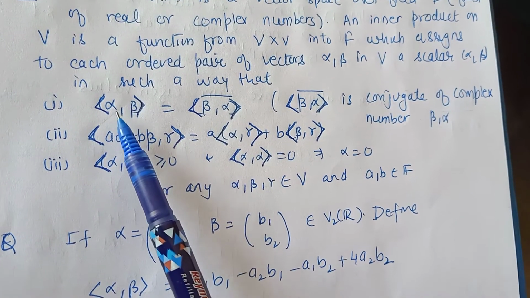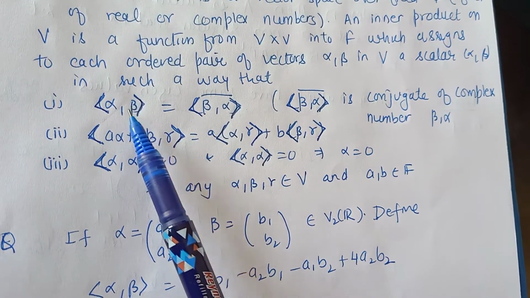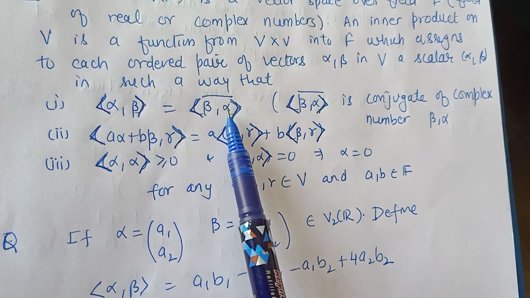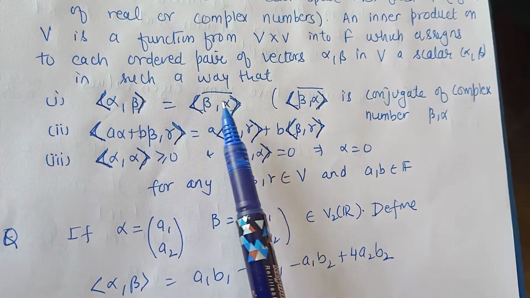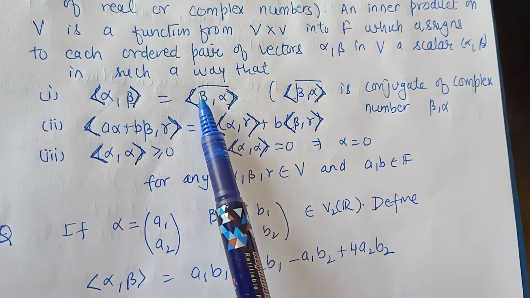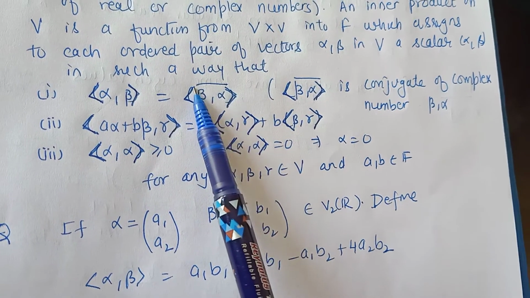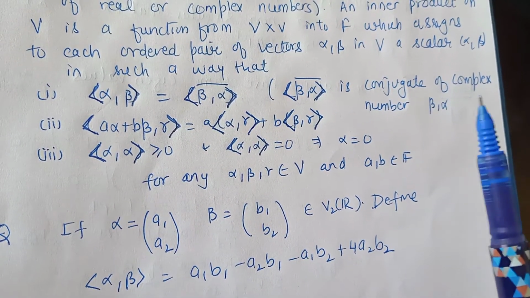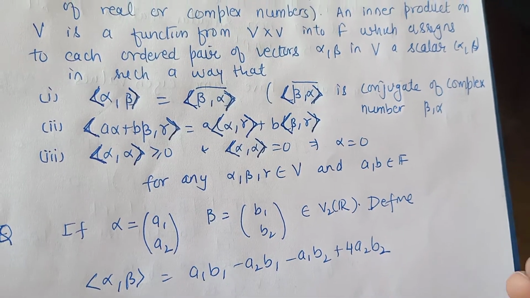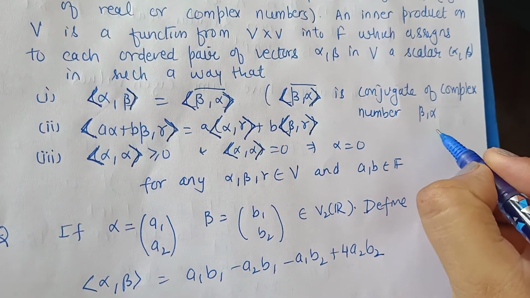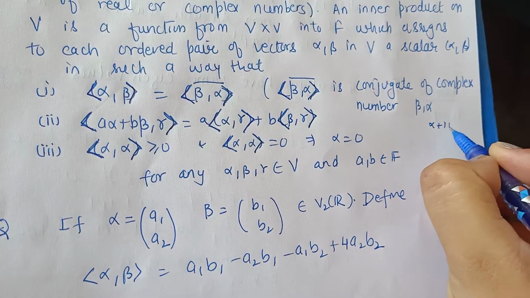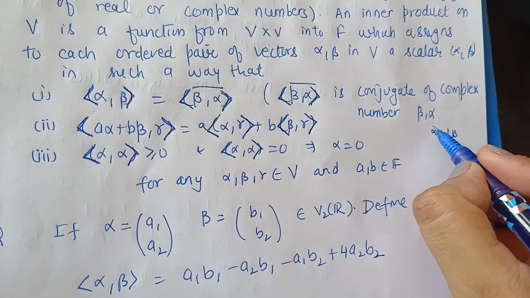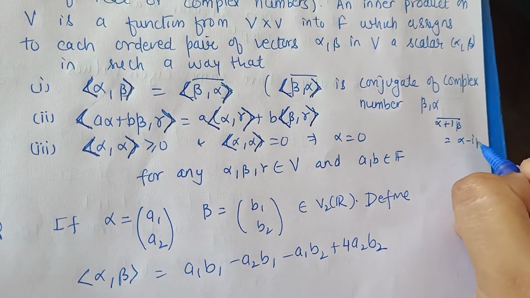That is, the inner product of alpha and beta should be equal to the conjugate of the inner product of beta and alpha. Here this sign represents complex conjugate. How do you find the complex conjugate of a complex number? Suppose your number is alpha plus iota beta, then its conjugate will be alpha minus iota beta.